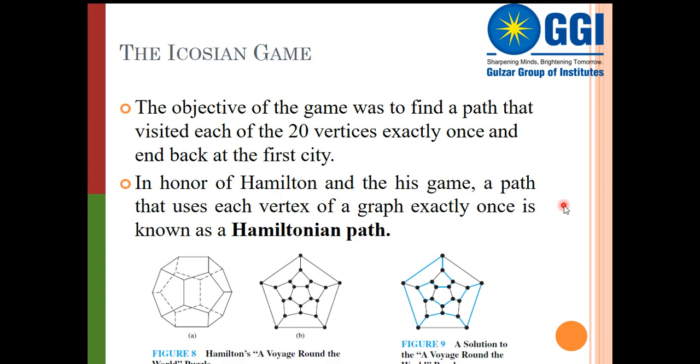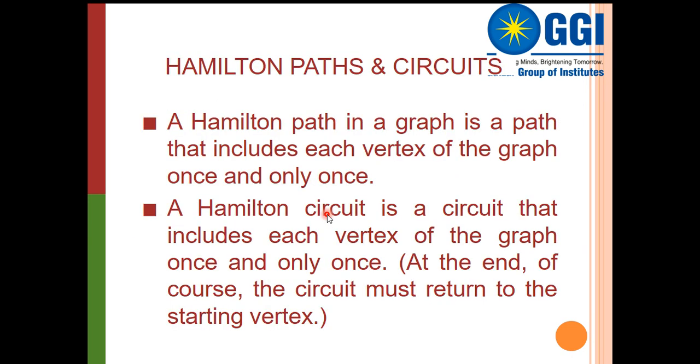Before going to the Hamilton path, first we will discuss what is a Hamilton path and what is a Hamilton circuit. A Hamilton path in a graph is a path that includes each vertex of the graph once and only once. If we remember, in the case of the Eulerian path, we discussed edges. The Eulerian path is a path which covers every edge only once. And a Hamilton circuit is a circuit that includes each vertex of the graph once and only once. At the end, the circuit must return to the starting vertex.